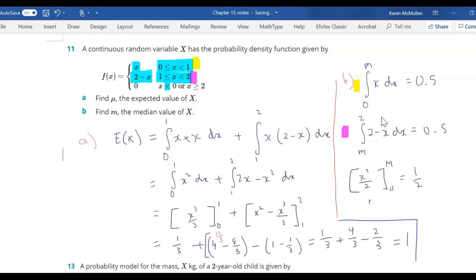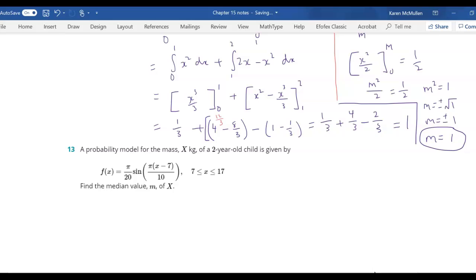So we're going to have m squared over 2 equals a half. Multiply both sides by 2. Gives us m squared equals 1. So m equals plus or minus the square root of 1. Okay, so there's our solutions. So we do have 2 solutions, but we've only got one plausible solution, which is m equals 1, because using our domains, we've got to go from 0 to 1. So your median is 1 for that one there.